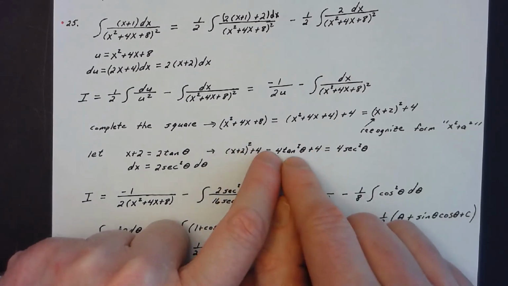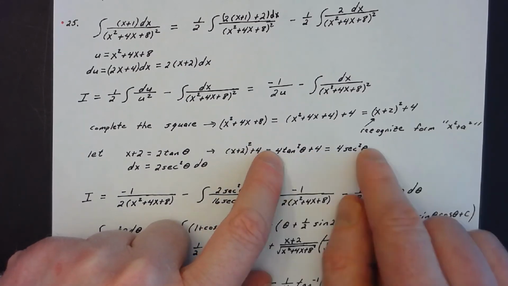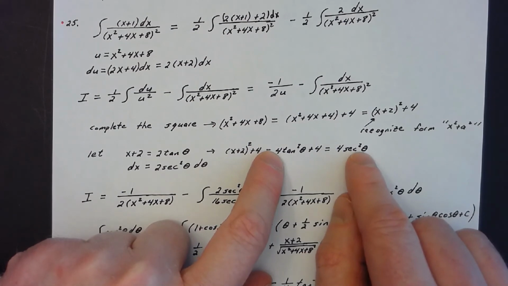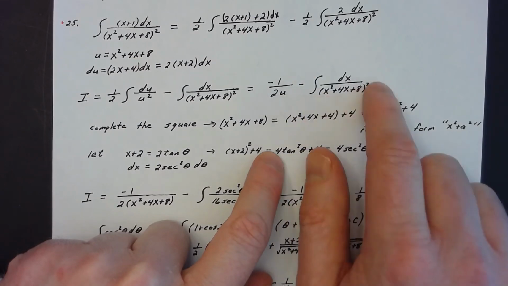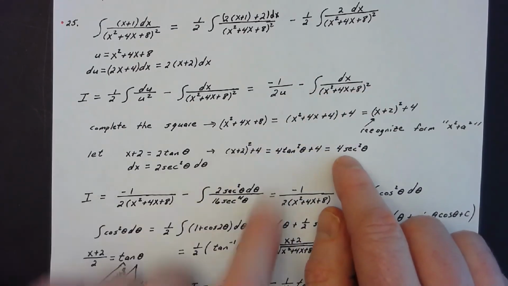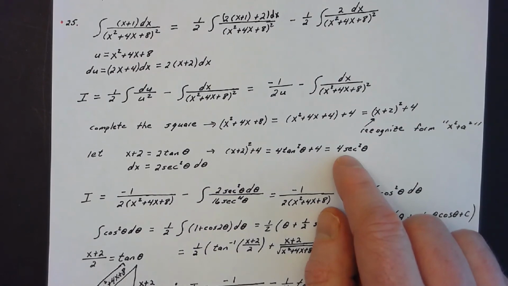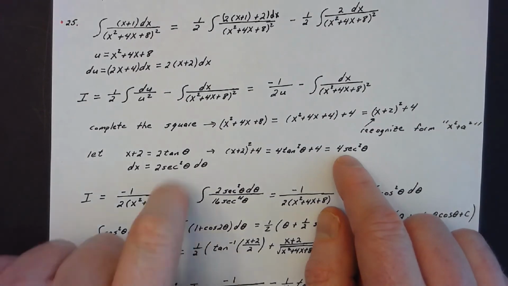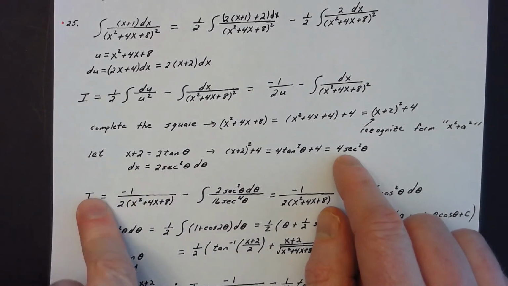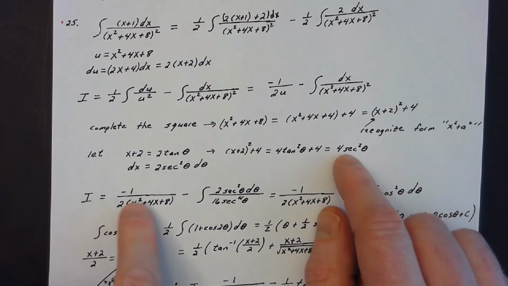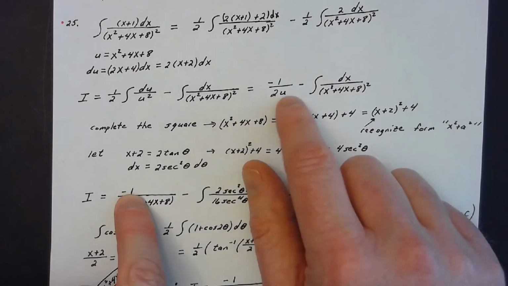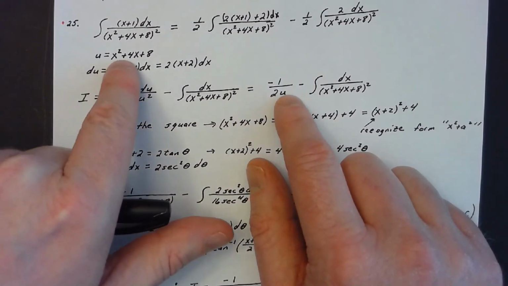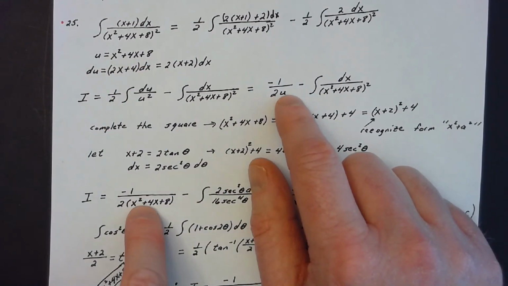Factor 4 out, you get tangent squared theta plus 1, which is secant squared theta. So now I know that, and again, remember, this is the part inside of that group squared. So the part inside of the group squared is 4 secant squared theta. So I can say, okay, my integral answer was, and this is all that first part, -1 over 2u becomes -1 over 2 times this group right there. That's where that answer came from.